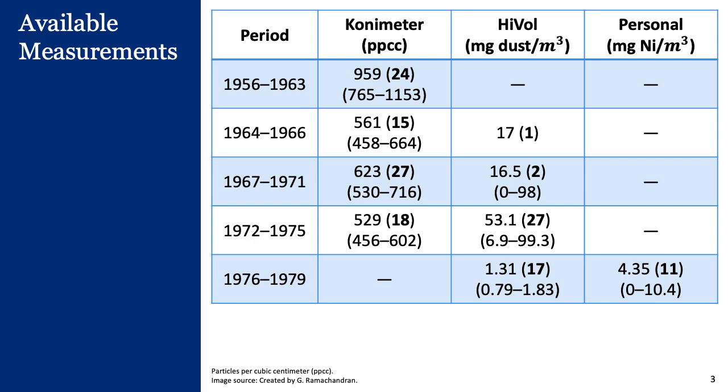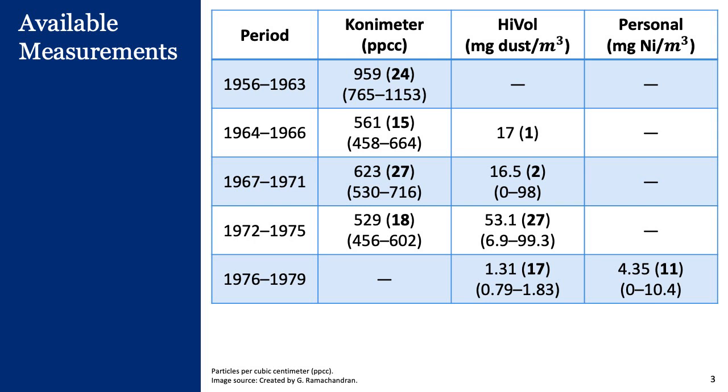So these are instruments that are fairly large, driven by large pumps, and they are area monitors. And so they are actually measuring something different. They're not really measuring the personal exposure of workers. Again, for example, from 1964 to 66, only one measurement was made, and 67 to 71, only two measurements were made. And then there were more measurements made in 1972 through 75.